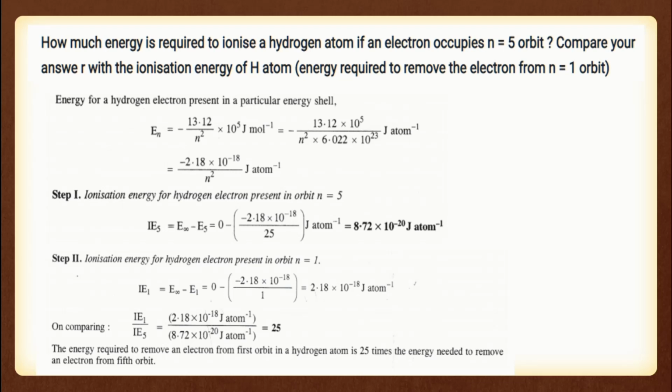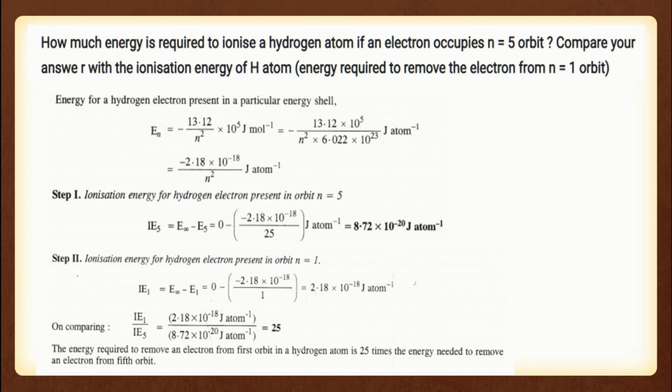Energy for a hydrogen electron present in a particular shell, En = -13.12 by n² × 10^5 joule per mole, which is equal to -13.12 × 10^5 the whole divided by n² × 6.022 × 10^23 joule per atom, which is equal to -2.18 × 10^-18 by n² joule per atom.